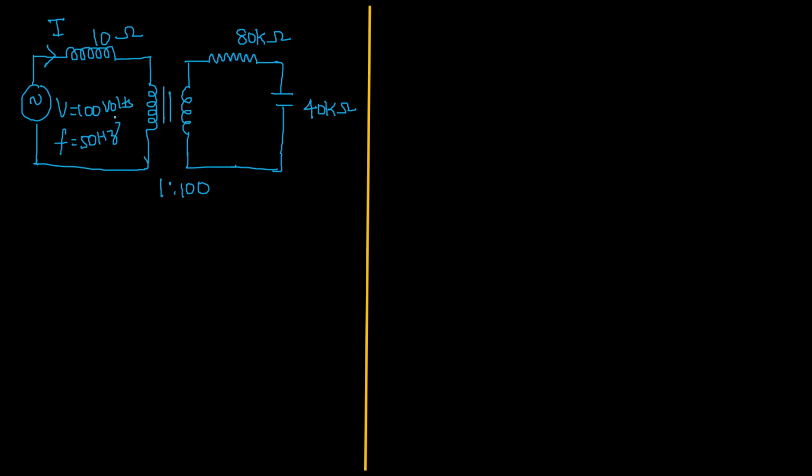Now the question is, in the following circuit shown, the connection of an ideal transformer with the primary to secondary turns ratio is 1:100. Primary secondary turns, given. The applied voltage is 100 volts and 50 Hz frequency. The RMS value of the current I in ampere is dash.